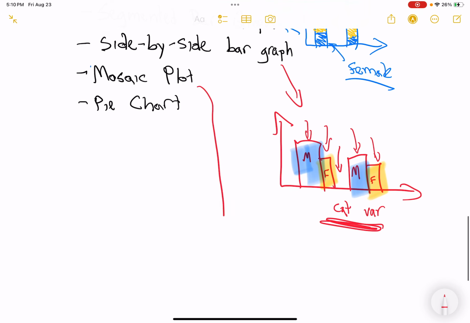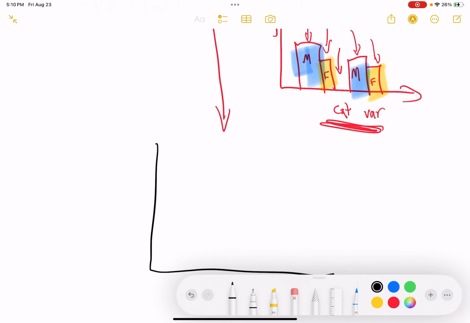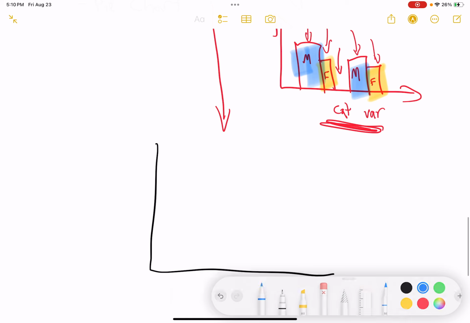Now we have the mosaic plot. The mosaic plot arguably is a little too crowded. People know that's my position on it. It's one where you basically have an entire square. And just like a segmented bar graph, I'm going to do the same thing.